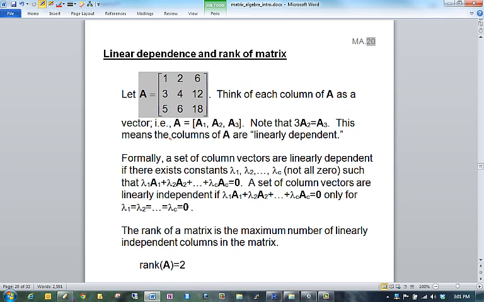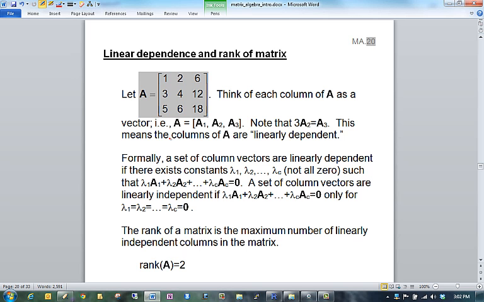Okay. So this takes us then to linear dependence and the rank of a matrix. This is going to pop up a few times this semester. Not a whole lot, but a few times. And it's just something that we need to be careful about, so that we don't have to worry about this linear dependence issue.